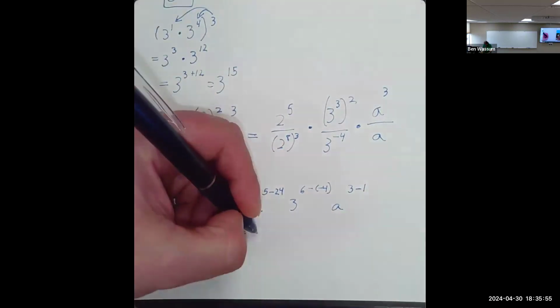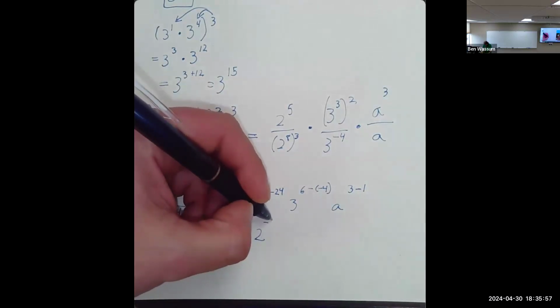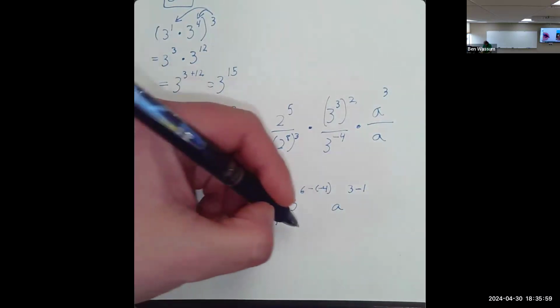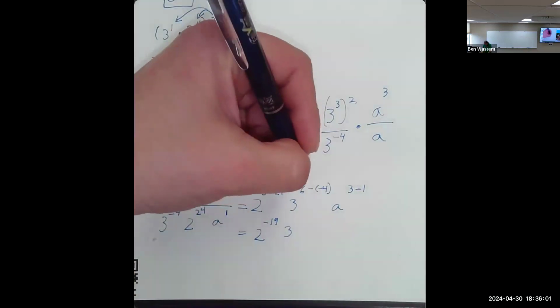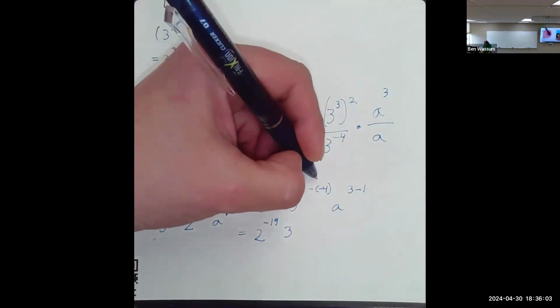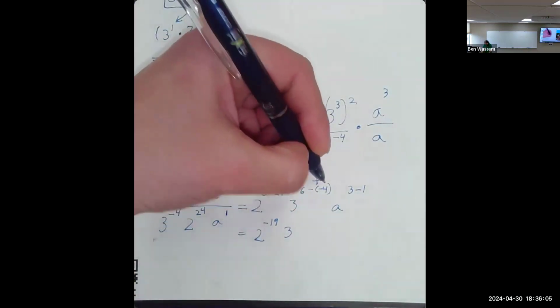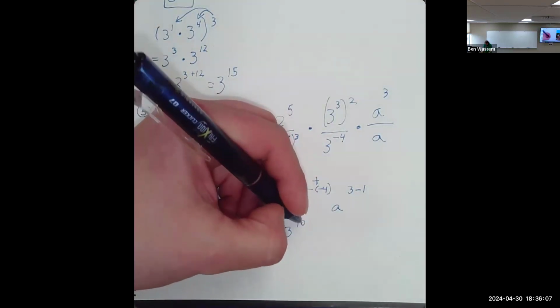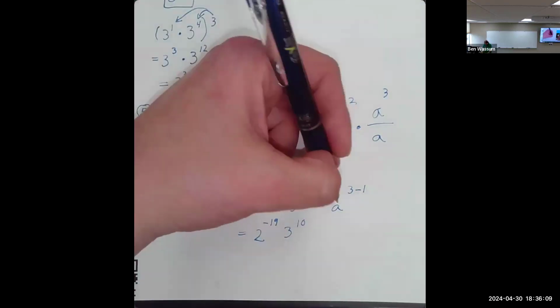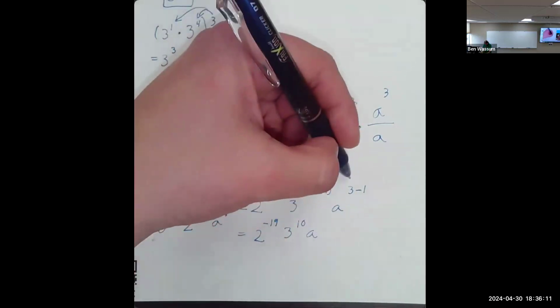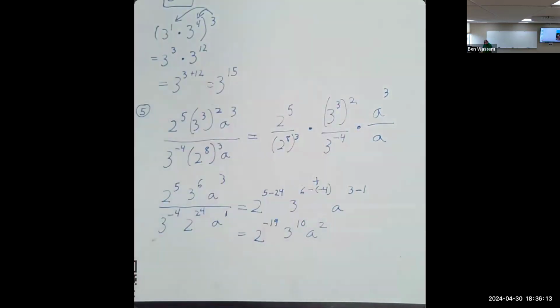5 minus 24 is going to give you a negative 19. You have 6 minus a negative 4. That'll change to a positive. So 6 plus 4, we get a 10. And then the A's, we have 3 minus 1. Slap a 2 on there. All right, so we just took basically 6 terms and crammed them down to 3.